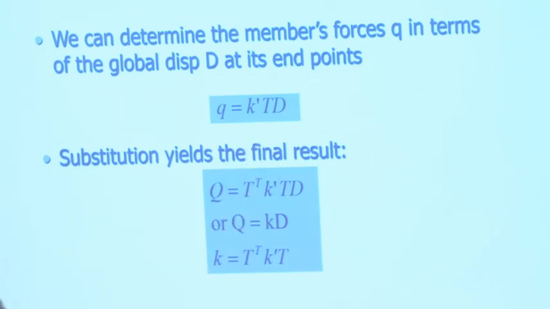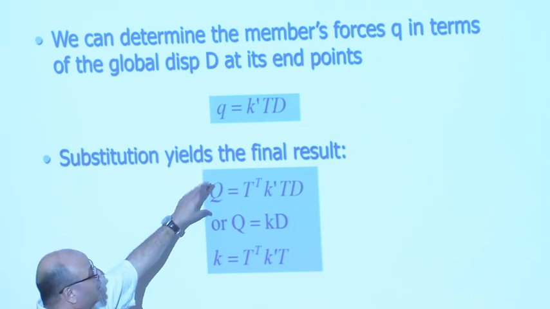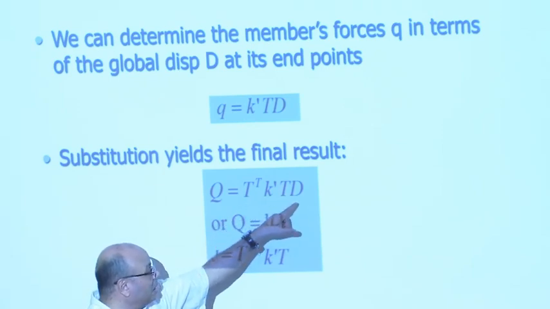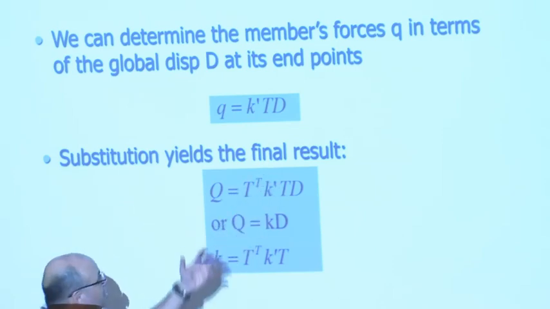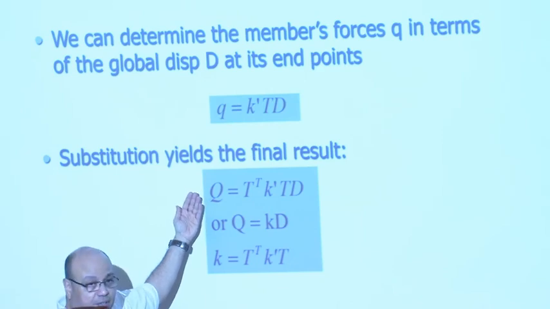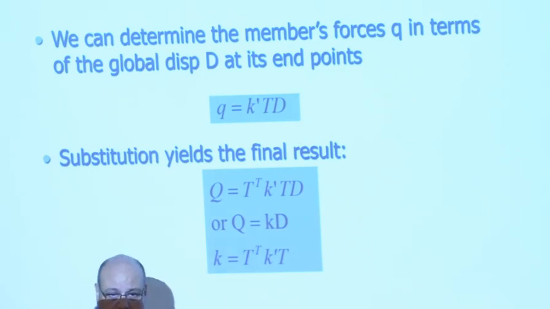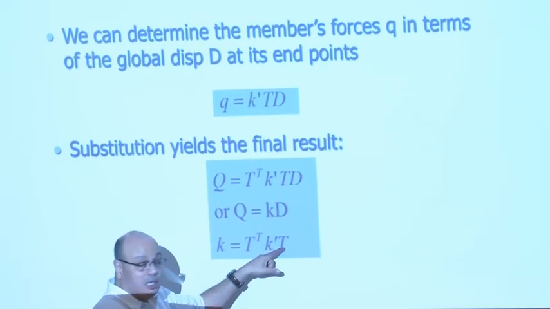And then if you'd like to substitute that, you will find out that the final result is the big Q, which is the global force, is T transpose K prime times T multiplied by the displacement. So these three terms in the middle are giving us a relationship between force in the left-hand side and displacement in the right-hand side. What is that entity that is giving us relationship between forces and displacements? That relationship is nothing but the stiffness matrix. So the stiffness matrix K is T transpose K prime multiplied by T.